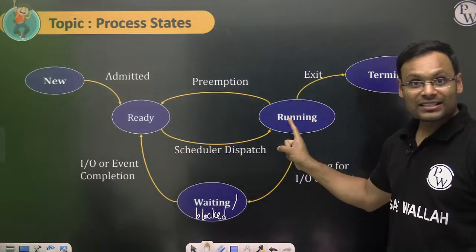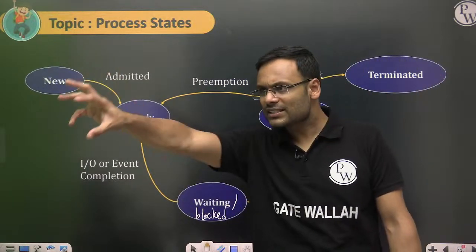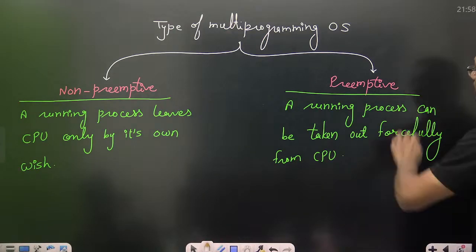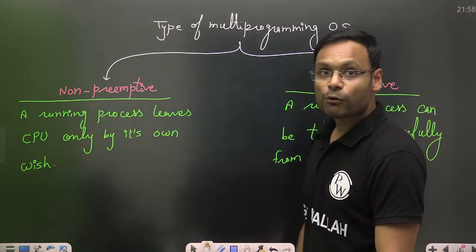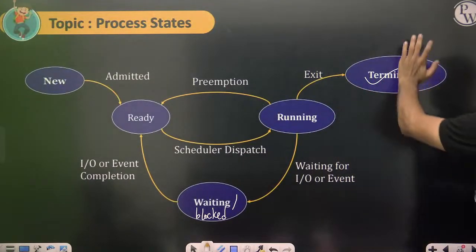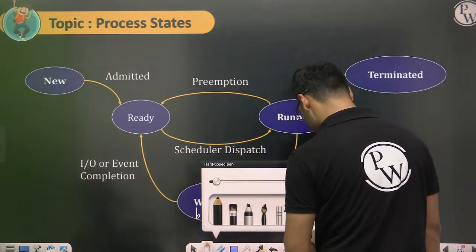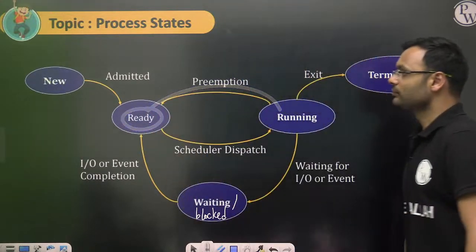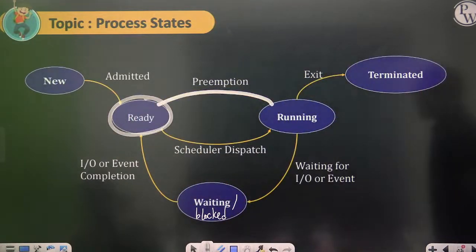Now let's say the running process does not want to go for IO operation, not needed at all. The process is not completed, but let's say it has been forcefully preempted, taken out. I have explained that in preemptive multi-programming OS, this is possible. A process can be taken out of the CPU forcefully. So if a process is running and it is taken out of the CPU forcefully, of course it is not completed, so it will not go to the terminated state. It doesn't want IO, so it will not go to the waiting state. Then where will it go, sir? It will go to the ready state again. So when a process is preempted, it goes into the ready state.